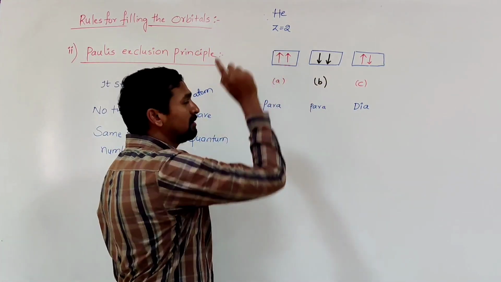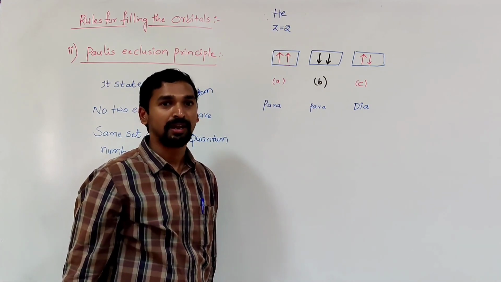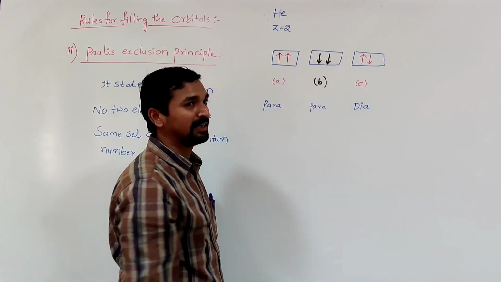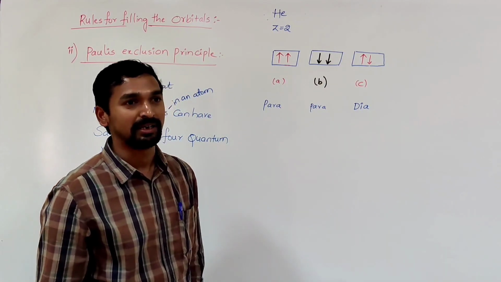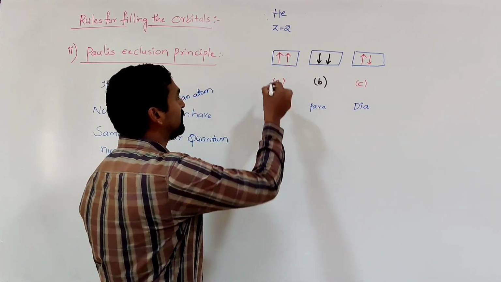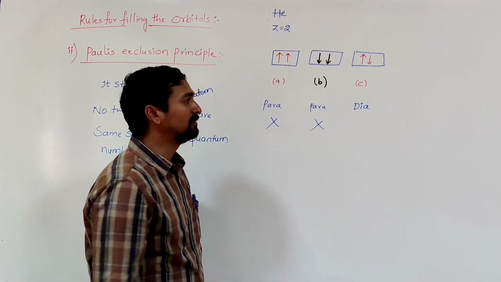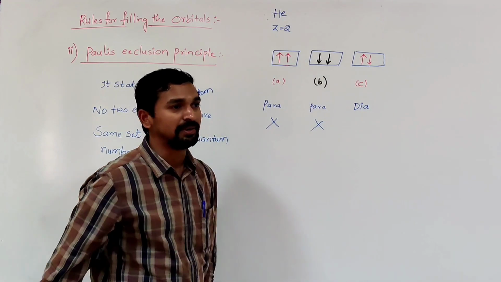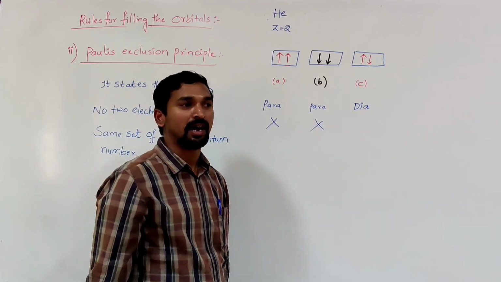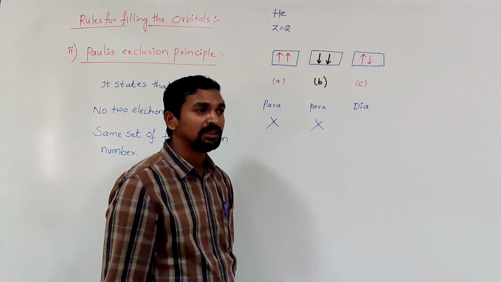Now, experimentally, is helium paramagnetic or diamagnetic? Helium is experimentally diamagnetic, not paramagnetic. So helium is not paramagnetic. If it is diamagnetic, the first one is ruled out and the second one is also ruled out. So which one is the correct one? The third arrangement. That means while you are arranging electrons in a particular orbital, both the electrons must have opposite spins.